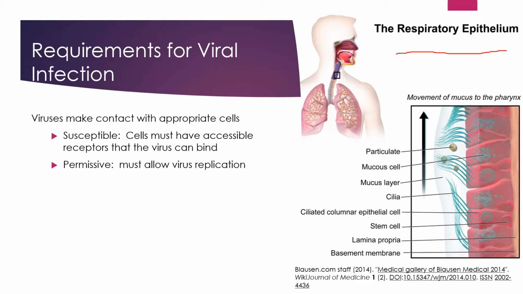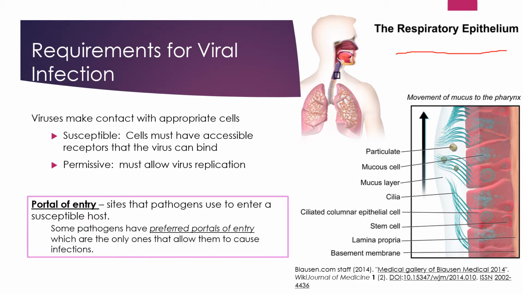Portals of entry are sites that pathogens use to enter a susceptible host. Now, that said, some pathogens have what's called a preferred portal of entry that deposits them near the cells and tissues that they infect. If they try to enter the body through some other portal, they won't cause an infection. Now, back to the respiratory epithelium.